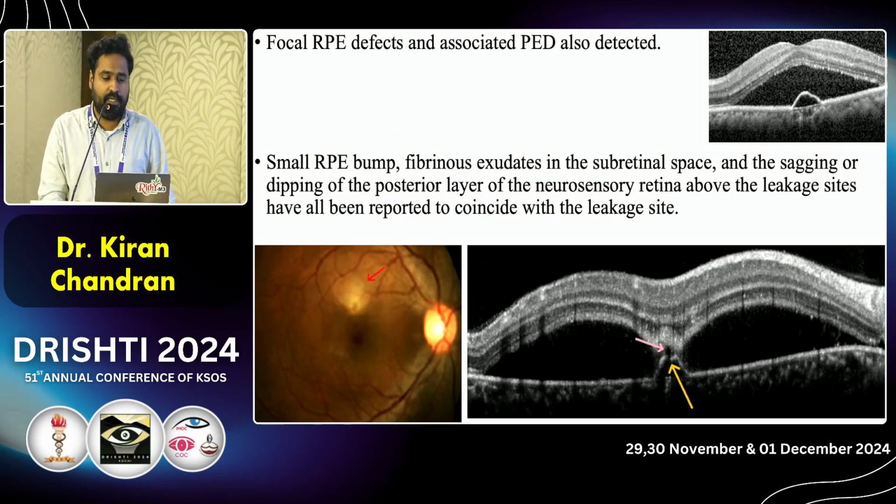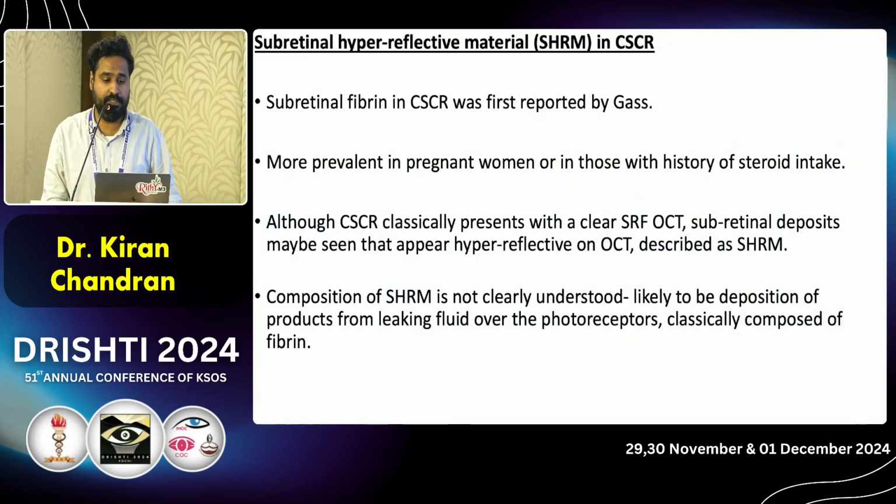So associated findings of CSCR can also happen in the form of small PED, like serous PED. And over here, what you see is the sagging or the dipping of the posterior of the neurosensory retina. And there is a small RPE rip exactly over here, and a fibrinous material covering it, and there's an appearance of a vacuole sign. And these are sites of fluid egress in CSCR. So when you do an FFA, you get a leak corresponding to this region.